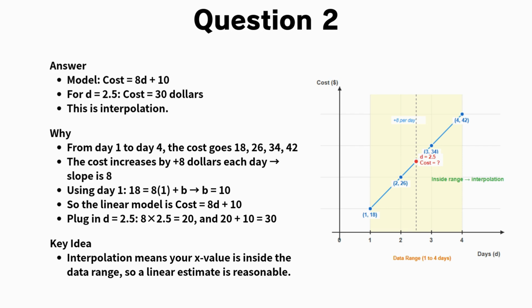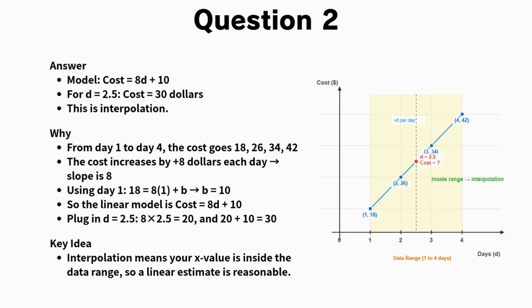Let's walk through this step by step. We're given a table showing the cost of renting a bike over several days. On day 1, the cost is $18. On day 2, it's $26. On day 3, it's $34. And on day 4, it's $42.